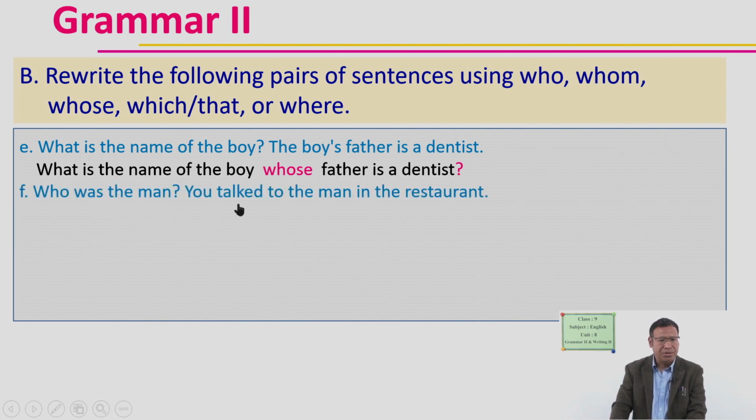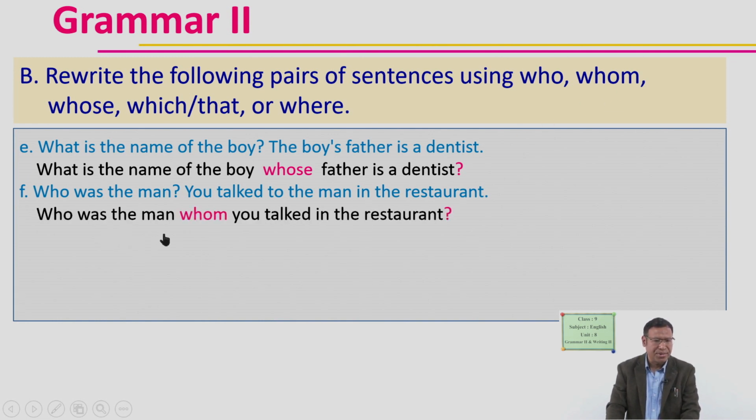Who was the man? You talked to the man in the restaurant. The man has been repeated, and the sentence structure is to the man, which refers to the objective case. So whom should be used. Therefore, who was the man whom you talked to in the restaurant?